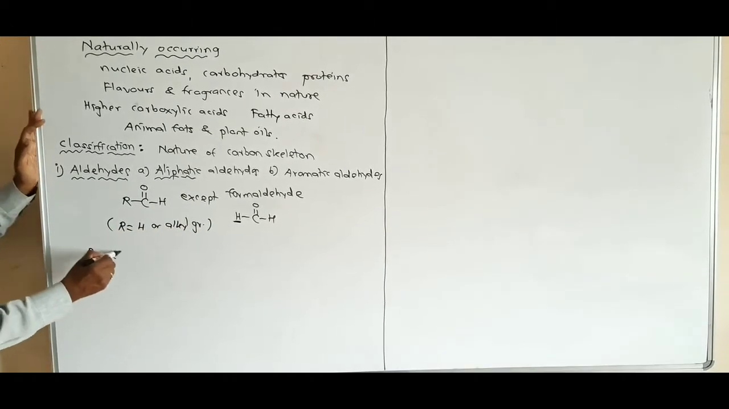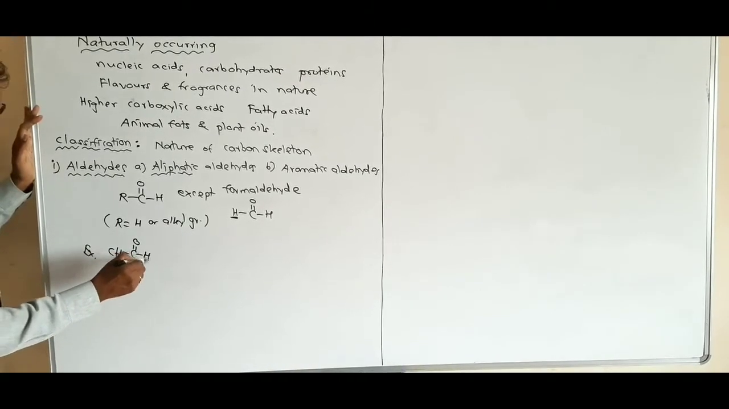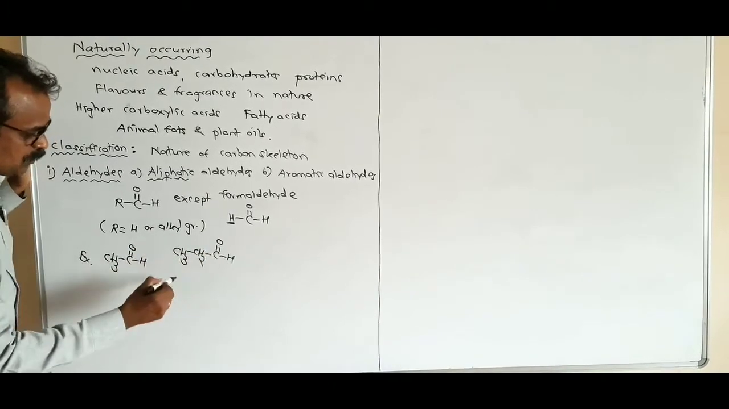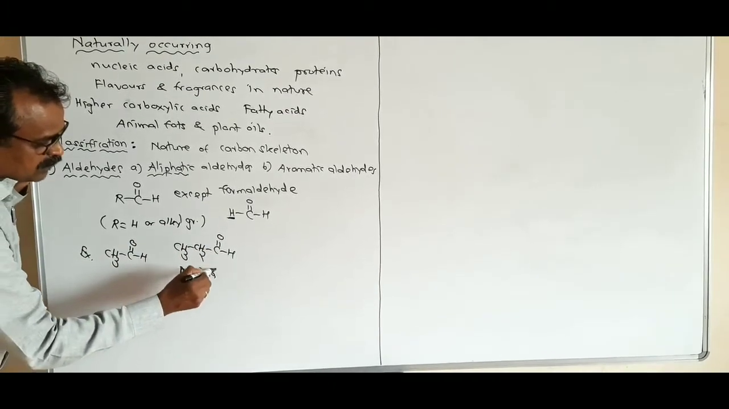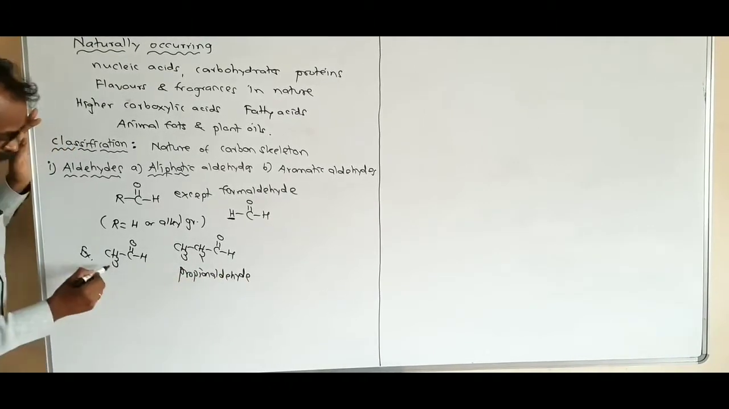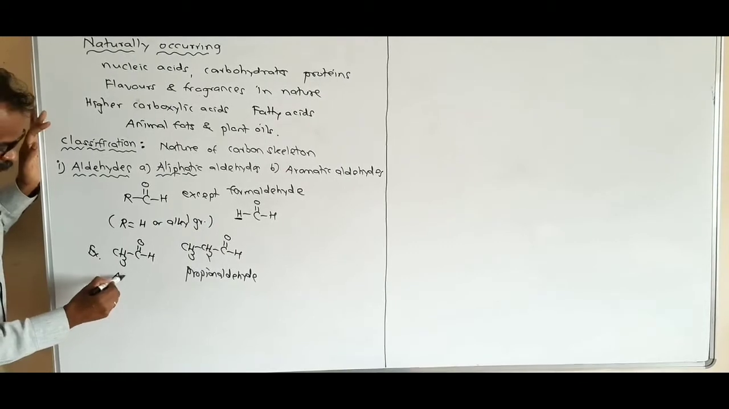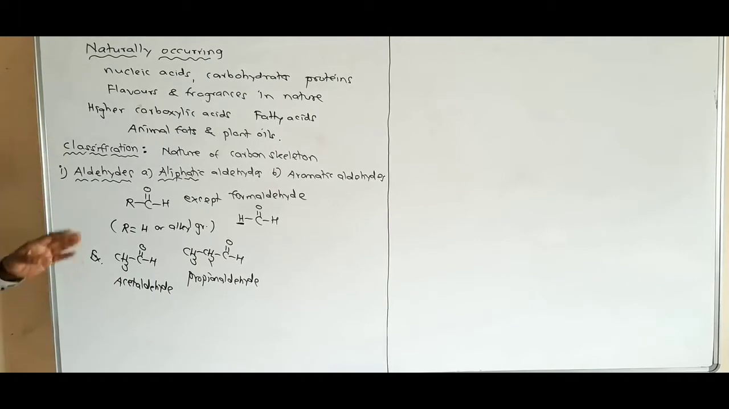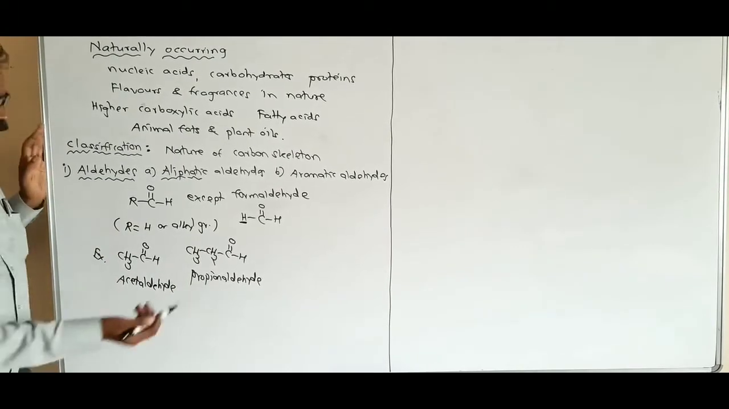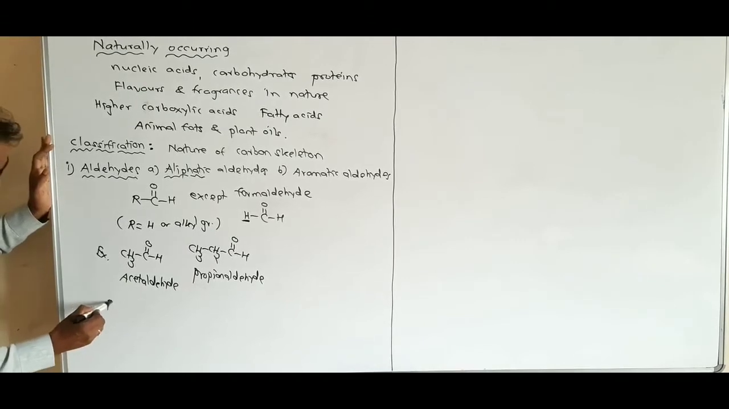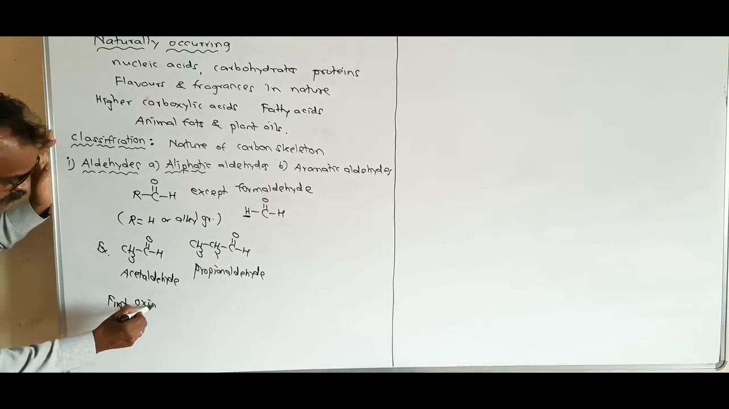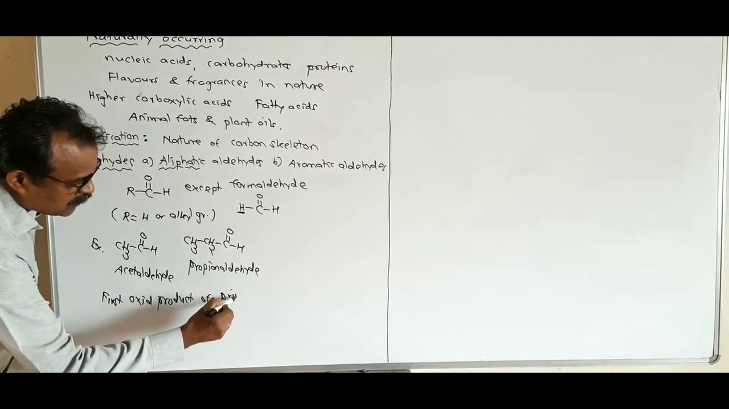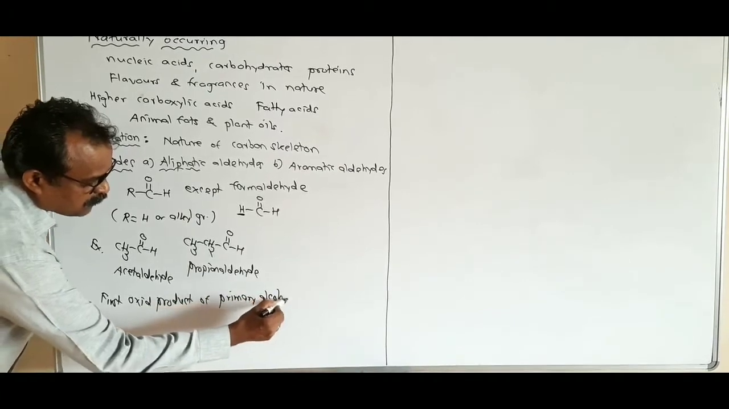Some other examples of aldehydes are acetaldehyde, CH3CHO, a 2 carbon aldehyde, and propanaldehyde, CH3CH2CHO. These aliphatic aldehydes may be considered as the first oxidation product of primary alcohol.